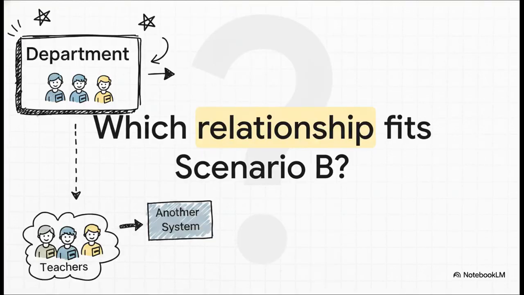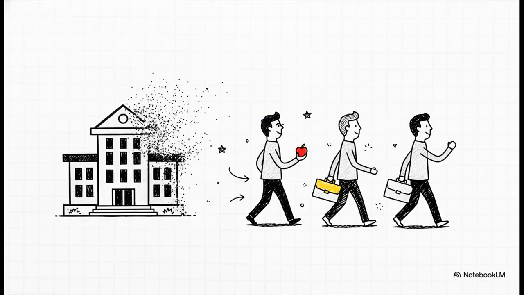All right, round 2. Scenario B. A department has teachers. If the department closes down, the teachers still exist in the school system and might just get moved to another department. Which relationship is this one? It's aggregation. The teachers can just pack up their desks and survive the department closing. Because they survived the destruction of the parent, they exist completely independently. The department was merely referencing them.